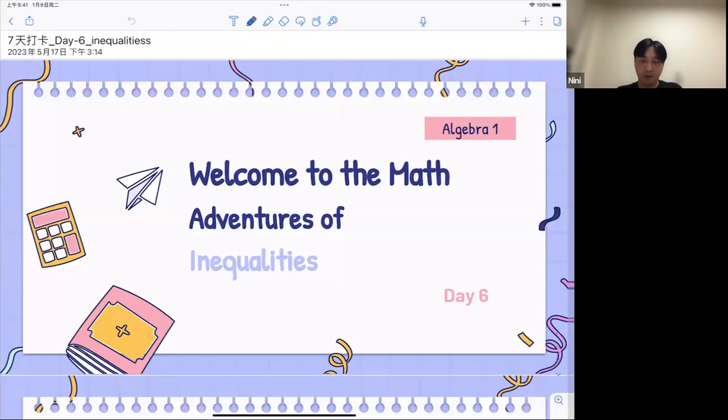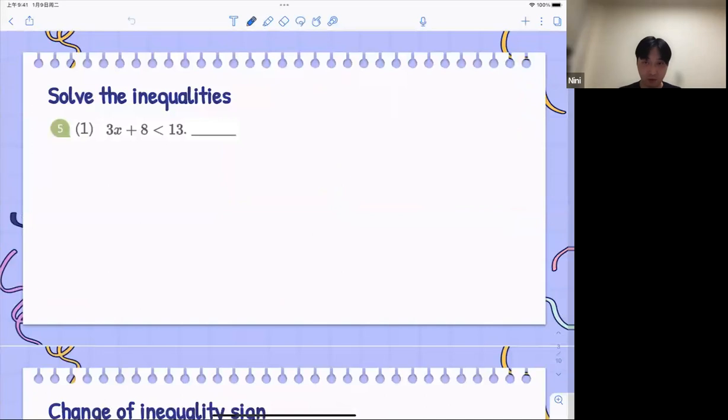Today is our sixth day. It's actually the second last day because tomorrow will be the last day. So you are almost done, almost finished here. Our topic today would be inequalities. I don't need to introduce myself to you because you are already very familiar with me. So let's try to solve our first inequalities together.